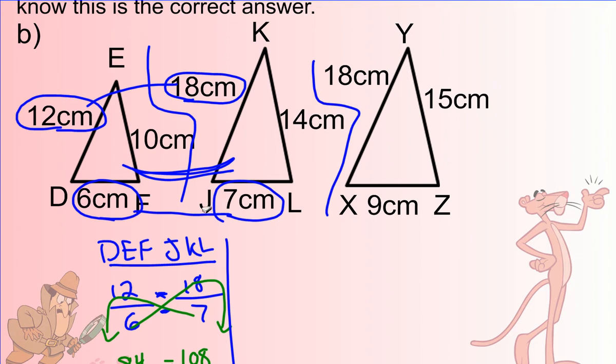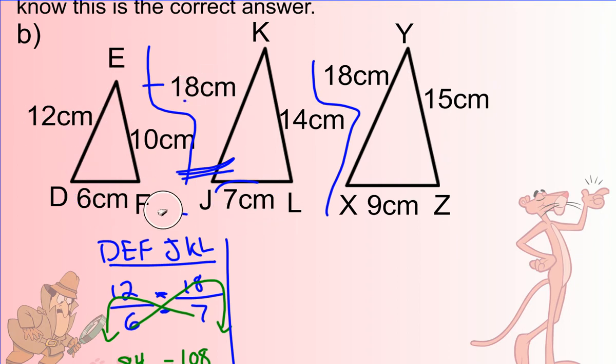So now I'm going to try my next pair. So it wasn't those two. Maybe it is DEF and XYZ. So I'm comparing this first one and this third one.